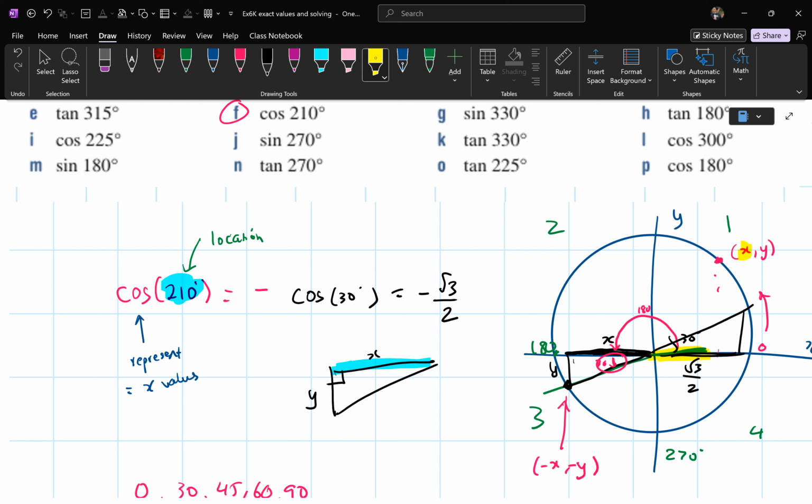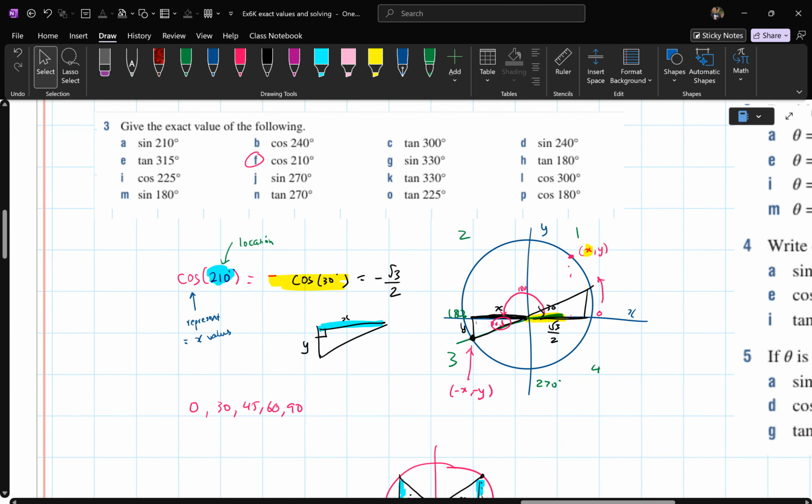So you'll find that in your textbooks, they will do this bit. And that bit was find location, is it positive or negative? Find the reference angle. This is what they mean by reference angle. Okay? And then the value. Okay, that was a lot of explanation, but let's do another one just so you get a feel of it.